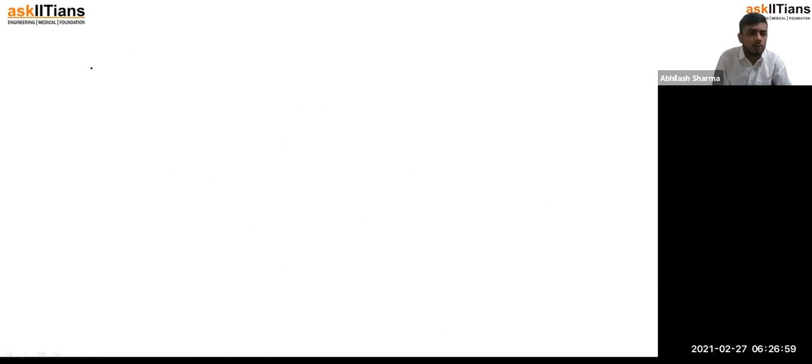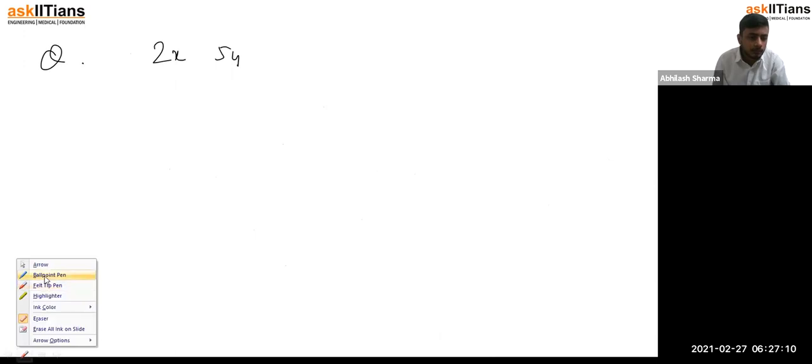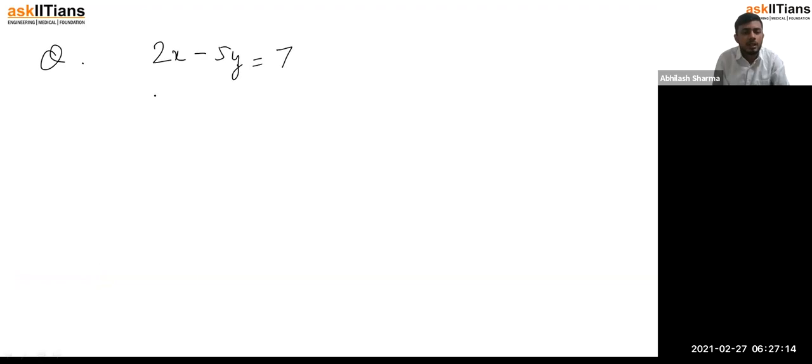Now let us talk about this case where we have an equation like this: 2x minus 5y equal to 7, and let us say 10x minus 25y equal to, let's say, 14, right?